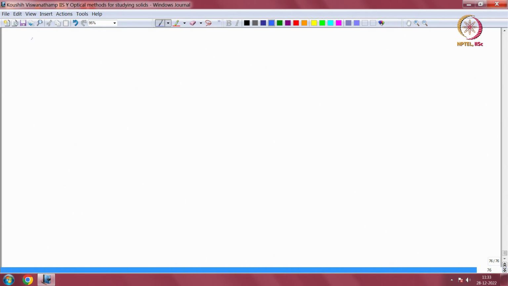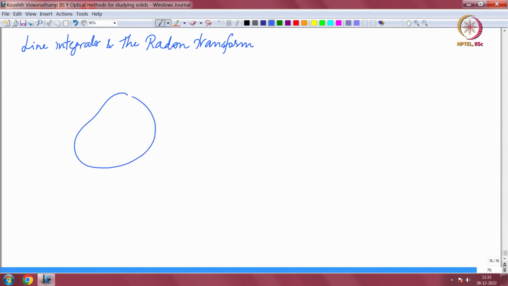So, we will talk about what is called a line integral and, excuse me, what is called the Radon transform. So, let us say this is our cross section. We have a square and inside the square this is our actual object. We are talking only about 2D for now, 3D case will come later. So, this is our bounds and the actual object is here.